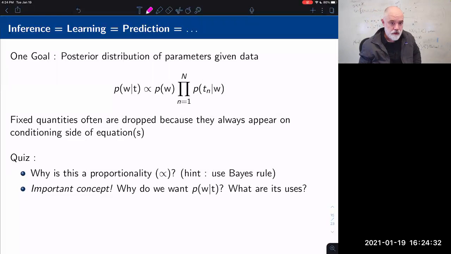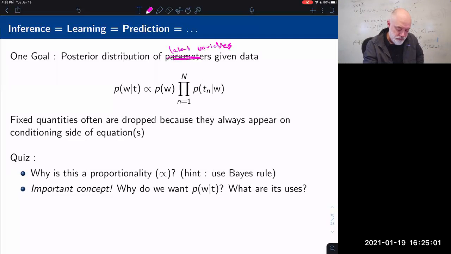Prediction, what Naomi, I believe, talked about, can be framed as inference. Usually is framed as inference, actually. Of course, inference is inference, right? So one goal is the posterior distribution of parameters. I shouldn't have written that here. Of latent variables is what I should have written here. Sorry.